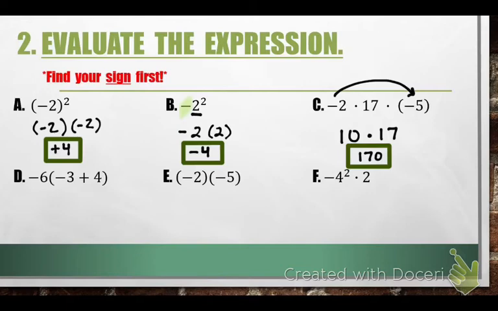Kobe, according to PEMDAS, what should I do before I do anything else? Parentheses. Everybody underline the parentheses right here. Now within the parentheses, it's saying negative 3 plus 4. So that's going to be the old rules that we had before. Same sign, add and keep; different signs, subtract and take the sign of the larger number. Jacoby, what is negative 3 plus 4?